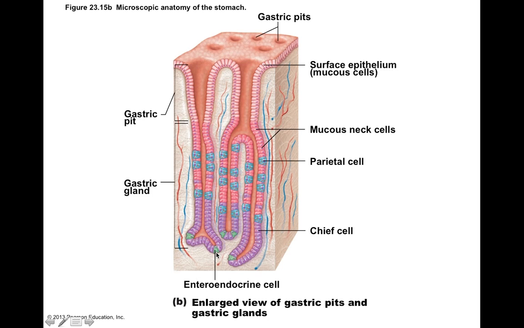And then we have these enteroendocrine cells. What do you guys think they do based on the name? Enteroendocrine. What do you think they release? Hormones, exactly, right. So enteroendocrine cells release hormones. The major hormone that these enteroendocrine cells release, you guys, is one called gastrin, right? So gastrin is a hormone that we'll talk about here in a minute.